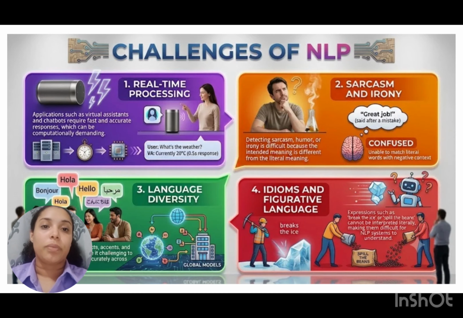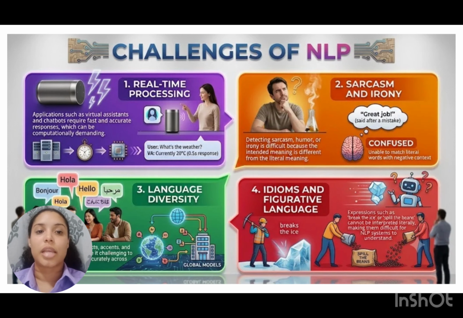For example, one student asks the virtual tutor, "Can you explain the simple past tense?" And the chatbot, the system, should provide a correct answer immediately. And number two is sarcasm and irony.